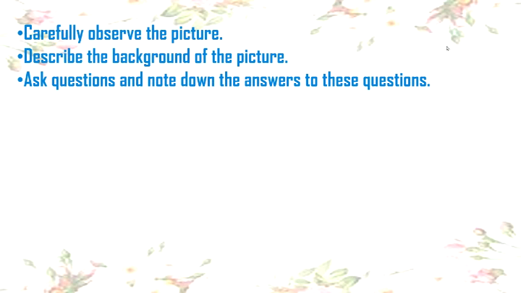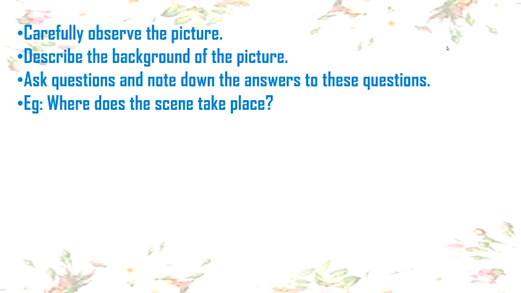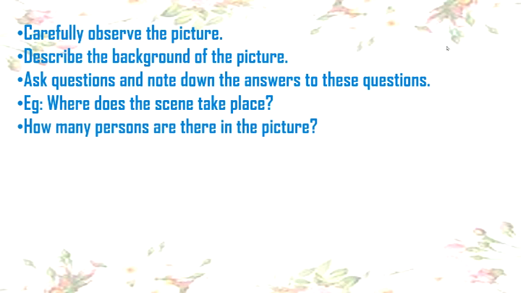Next, you have to describe the background of the picture. Children, it is very important that whenever we see a picture, we should focus on the background as well. Then you should ask questions and note down the answers to these questions. Now, it must be coming to your mind. What kind of questions? Example, where does the scene take place? What is the first idea that clicks your mind when you see a picture? How many persons are there in the picture?